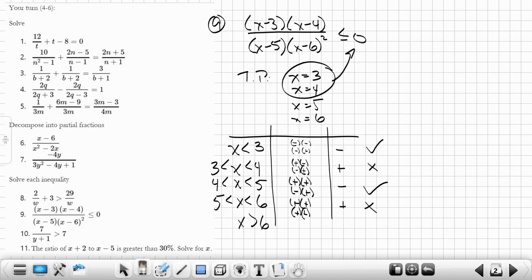And greater than 6, I also, once again, between 5 and 6, no, that's good, yeah. Greater than 6, I get positive, positive, positive, positive. That makes positive, that does not work.